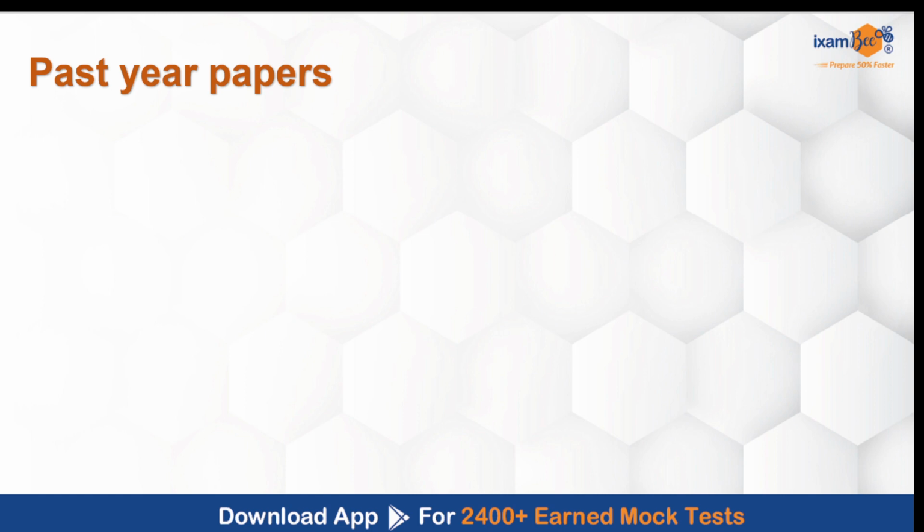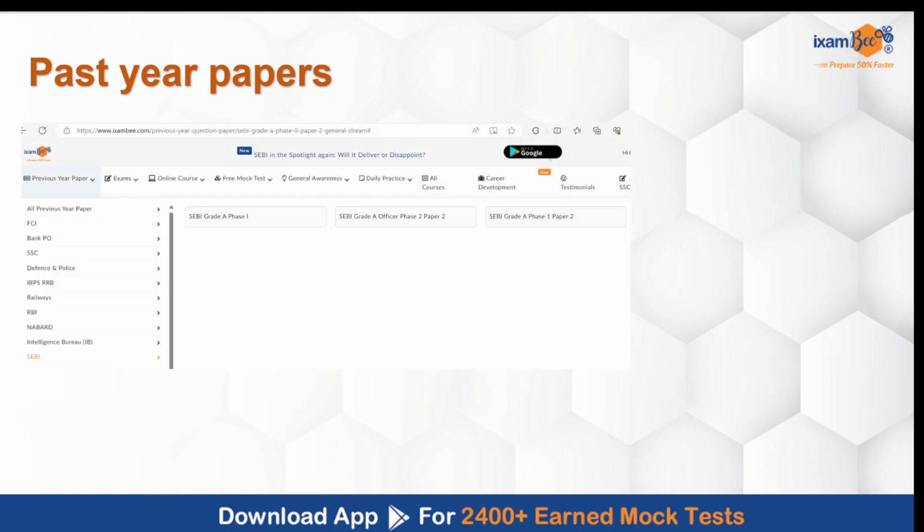So this is all about the various subjects and the contribution of these subjects and topics, and also of the numericals. You can also practice the past year papers. They are available at iExamB website. You go under the previous year paper tab. There you can search for SEBI, and you will find questions both for phase 2 and for phase 1. So you will find it for 2020, for 2022, all the questions. So you can download the PDF, or you can also give it in a test format for practice.